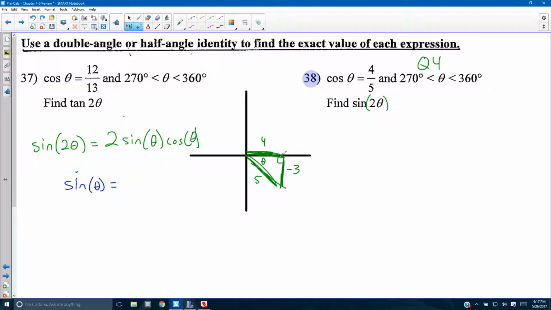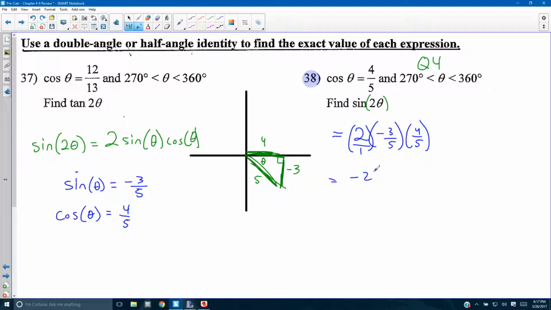Looks like it's going to be opposite, negative 3, over hypotenuse 5. And then cosine of this particular angle here is positive 4/5. So I'm going to use these numbers in this formula. So sine of 2 theta will be 2 times sine of theta times cosine of theta. Probably an easier problem than the last one. This is 2 over 1, by the way. 2 times negative 3 is negative 6 times 4 is negative 24, divided by 5 times 5 here is 25.